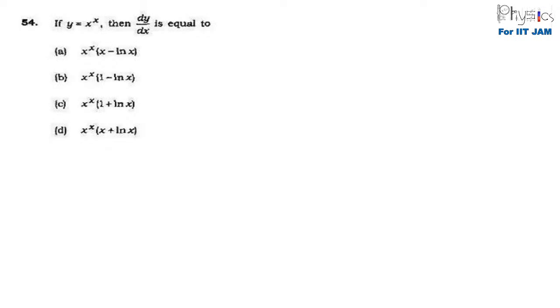So here is our next question. If y equal x to the power x, then dy dx is equal to: option A, x to the power x multiplied by x minus ln x; option B, x to the power x multiplied by 1 minus ln x; option C, x to the power x multiplied by 1 plus ln x; option D, x to the power x multiplied by x plus ln x. Tell me which is the correct option here.